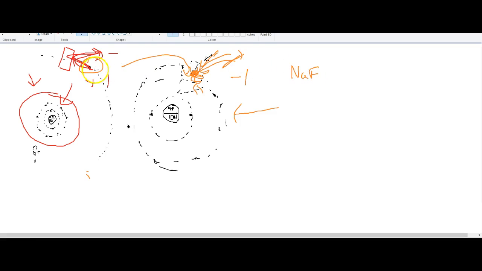Not only that, but when they're done, this is a plus one charge, it's a minus one charge. They're attracted to each other, so they want to stick together. And so they stay stuck together and become a salt. Looks very much like sodium chloride.